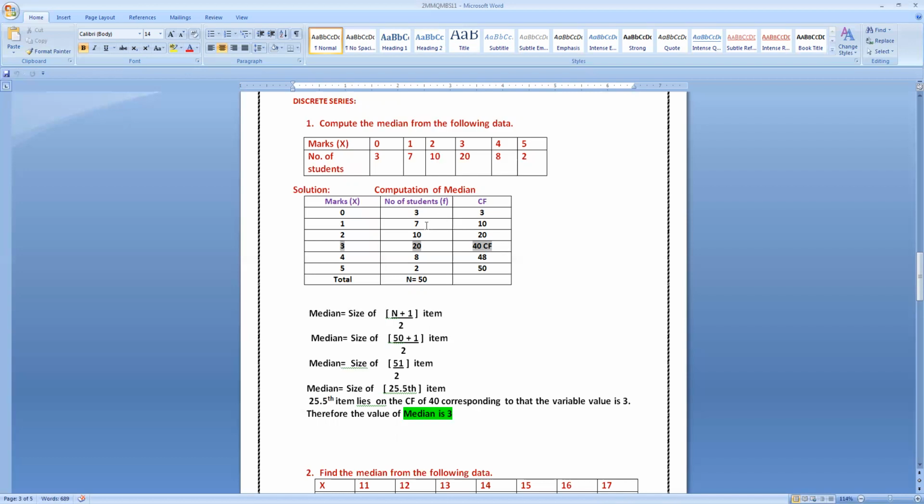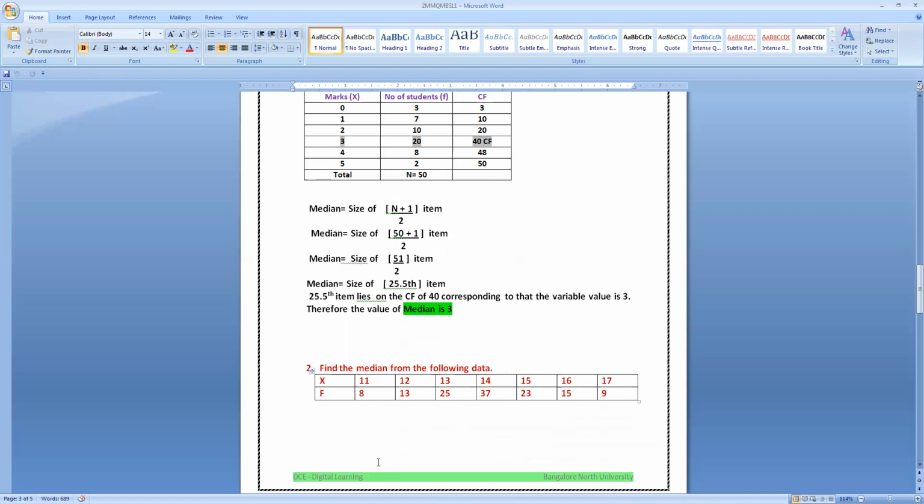In the frequency values, we can't see 25.5, so we look at the CF values. Up to 20 we see at the third variable, but at the fourth one it is 40 in total. The size of the item that we calculated, 25.5, is located in the CF of 40. Therefore, the 25.5th item lies in the CF of 40. Corresponding to this 40, the variable value is 3. Therefore, 3 will be considered as the value of the median. This is how we have to calculate in case of discrete series.